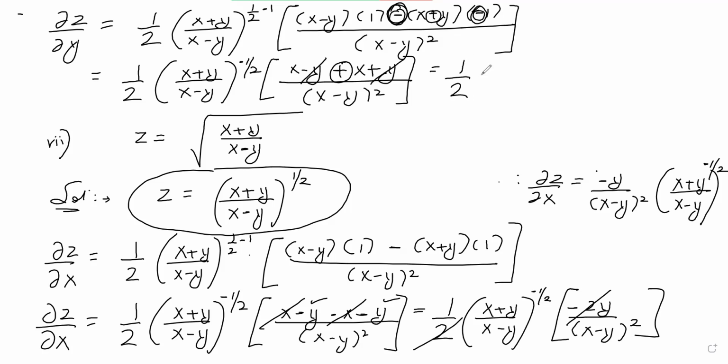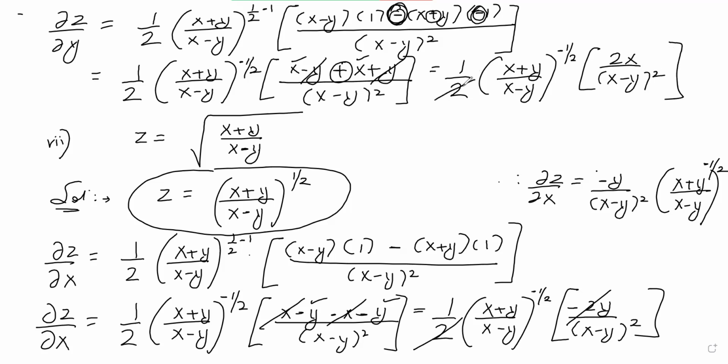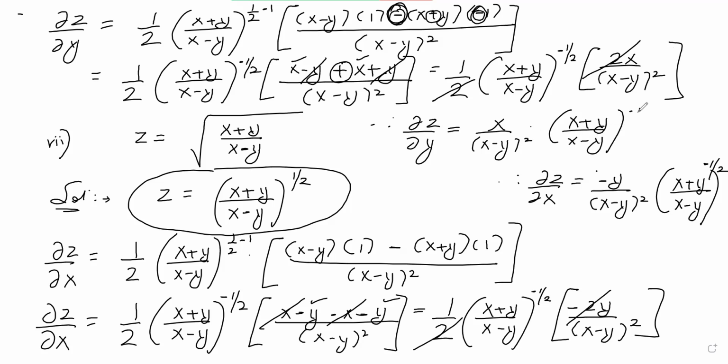So it's half times x plus y over x minus y to the power minus half. X and X make it 2X over X minus Y square. 2 and 2 get cancelled out. So what is my answer? Therefore, del Z by del Y for this question is X over X minus Y square times X plus Y over X minus Y to the power negative half.